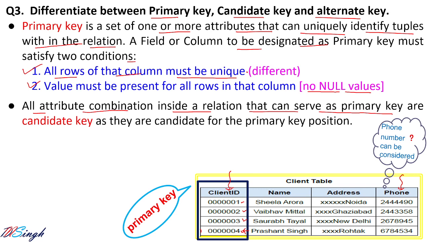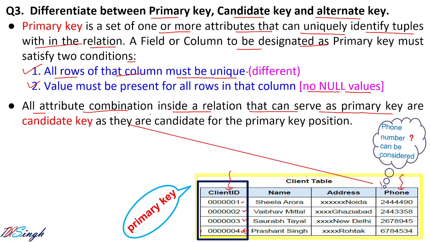Let us see which particular column we have selected as primary key. Client ID. Why? Because it is a small number. All zeros can be omitted from the leading position, and that is easy to compare. That's why we are going to use client ID as primary key. So one column is selected as primary key. Now our job is to find out the candidate key.